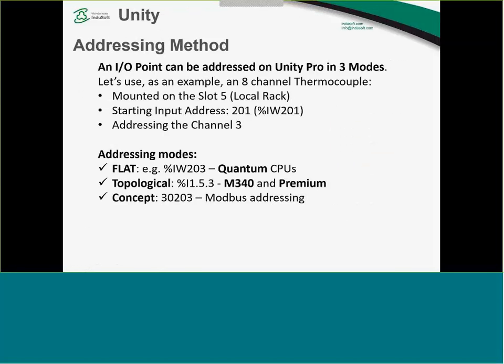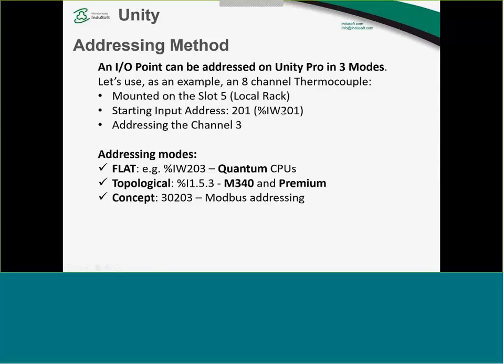So on Unity, when you open that software, you're going to see that there is an addressing method, and there are three ways, depending on the PLC, that you can address one I/O address. For example, if we choose a channel thermocouple module that we mount on slot number 5, and we say that the input address is going to start on address 201. So it's an input 201.